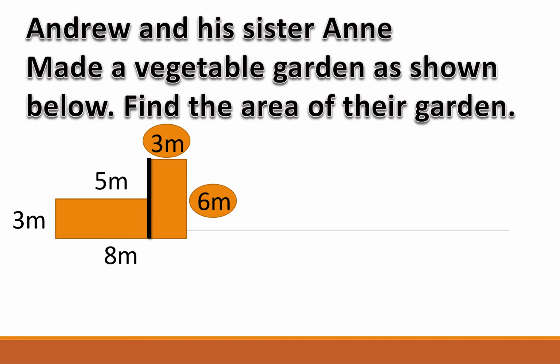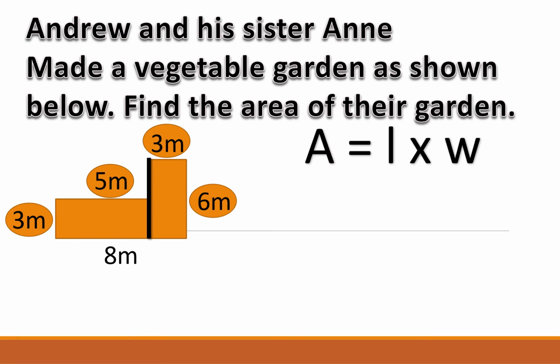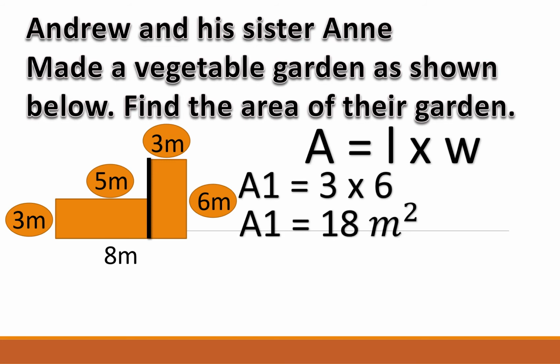Okay, so now in finding the area, we have two rectangles. So the area 1 is multiplying 3 and 6, while the area 2 is multiplying 5 and 3. So the formula in finding the area of a rectangle, always remember that it is length times the width. So for the area 1, we have 3 times 6, and 3 times 6 is 18. The unit is square meter. So the area 1 is 18 square meter.